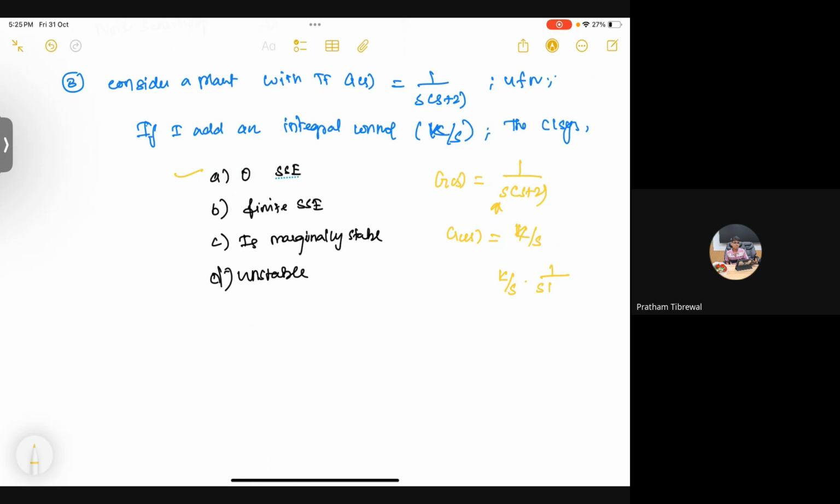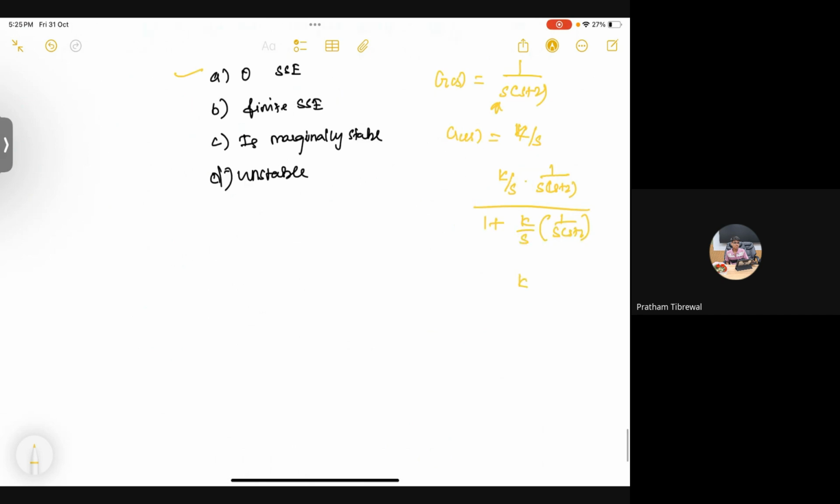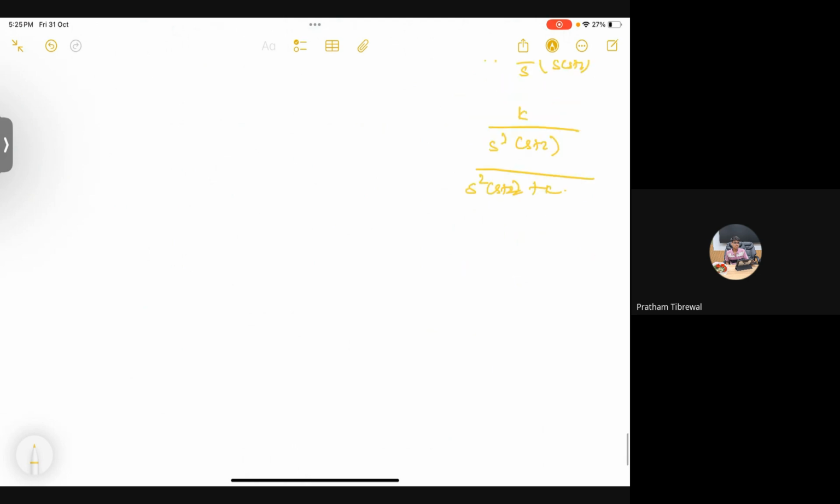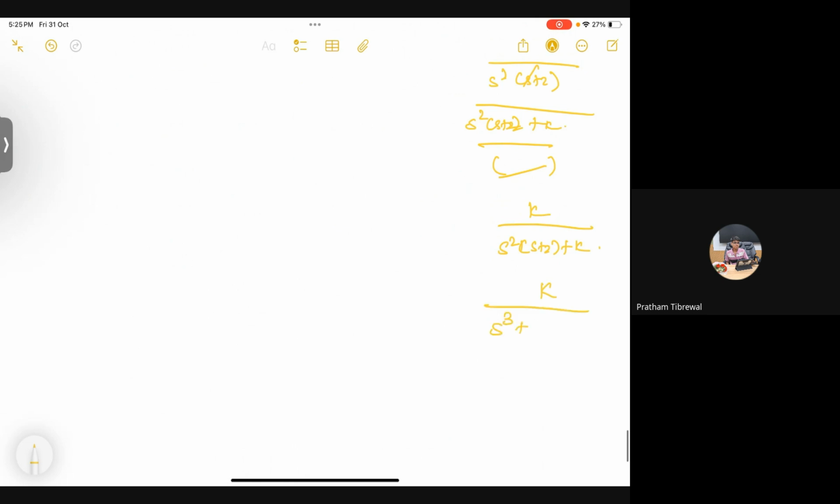1 by S into S plus 2 divided by 1 plus K by S into 1 by S into S plus 2. So now this becomes K by S square into S plus 2 divided by S square into S plus 2 plus K. And this will get cancelled. This will be K by S square into S plus 2 plus K.